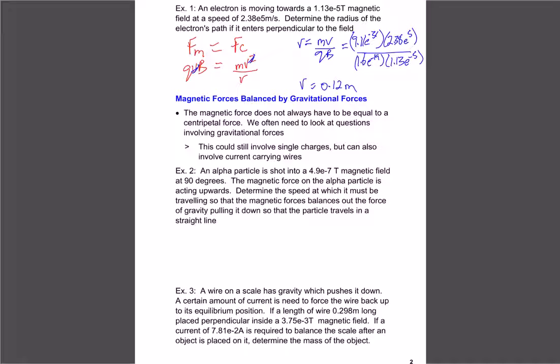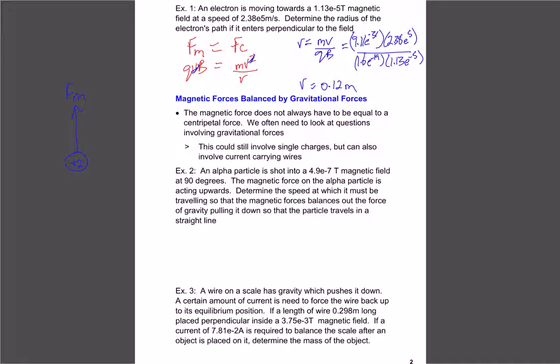So the next example, or a couple different examples, we're going to look at what happens if our charges are balanced by gravity. So they don't always have to be circular motion. We can have our forces canceling out with each other and doing different things. So this first example is we've got an alpha particle being shot into a magnetic field at 90 degrees. It says the magnetic force on the alpha particle is acting upwards. So we have our alpha, so let's draw that as a +2 charge, and the magnetic force is acting upwards.